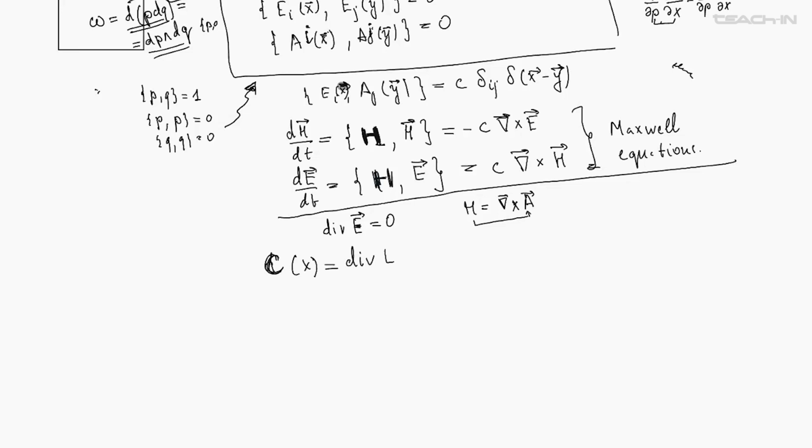Divergence of E. So then you can see that dC over dt is actually equal to, according to the Hamiltonian dynamics, a Poisson bracket of H with C(x). And if you substitute here this divergence, dI, then you find out that the result of this will be 0.